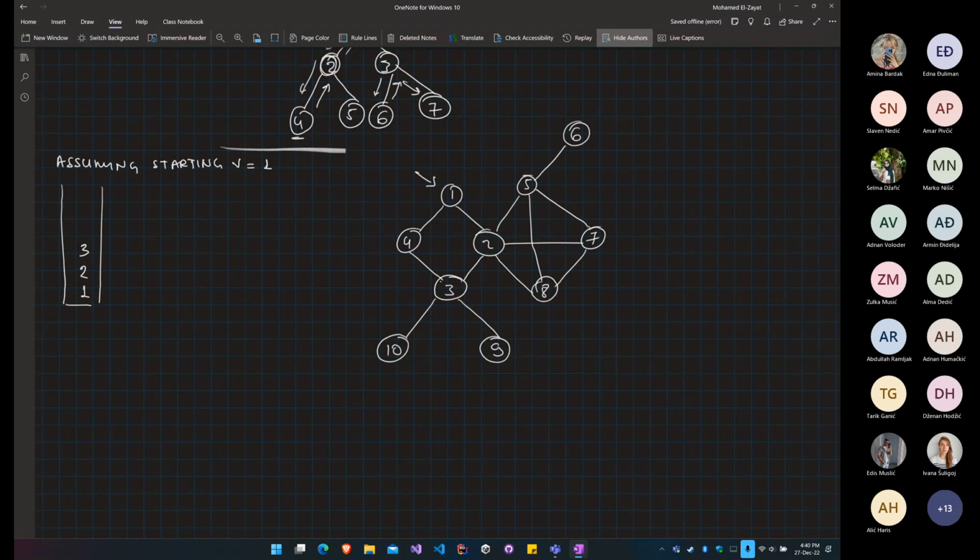Let us make it more fun. I will pick 4, so we push it here. Now here's the interesting part. From 4, 1 is already visited, and I'm coming from 3, so 3 is already visited. So I can say that 4 doesn't have any more unexplored children, so I will pop it off the stack.